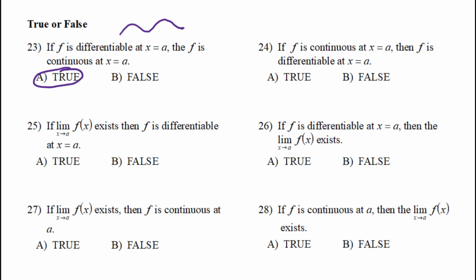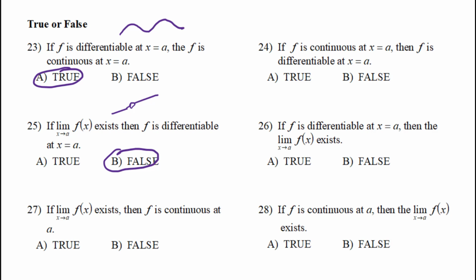25 says if the limit as we get closer to a exists, then f is differentiable. So is that always true? If it's always true, you circle true. If it can be false, though, then we circle false. Can we have the limit exist but it not be differentiable? I think we can, right? So there the limit would exist, and it's not even continuous. It's not differentiable. So this one would be false.